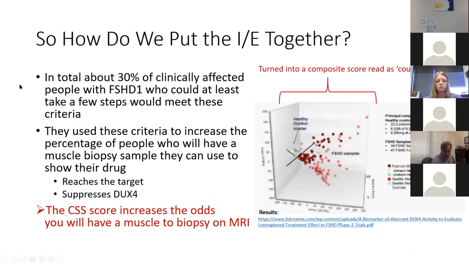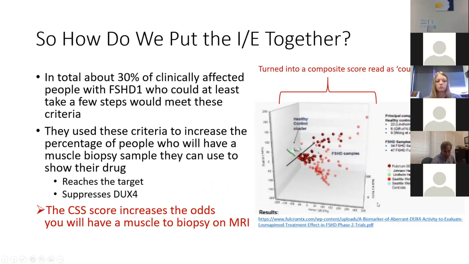And so overall, what we end up with is about 30% of people who would have screened for this study, if we knew nothing about them, would have had a muscle that was positive for biopsy. And indeed, if we look at their inclusion criteria, because of the inclusion of that severity scale, they got a little higher, but it was just over 50% of people qualified for the study.